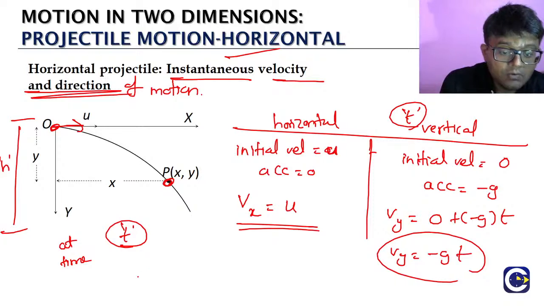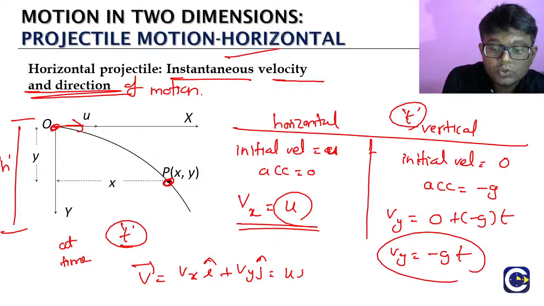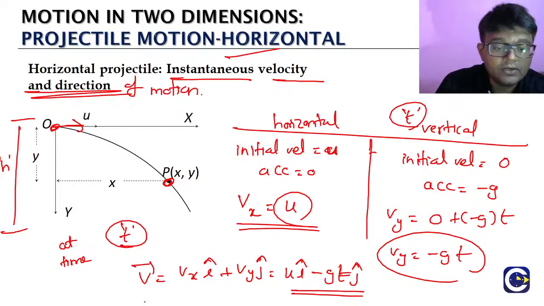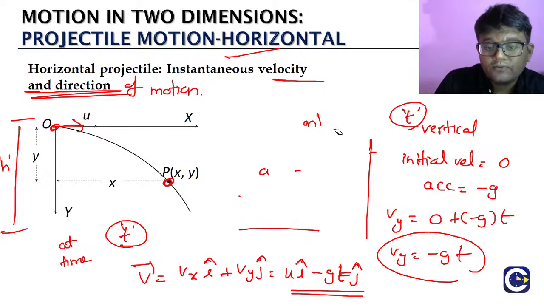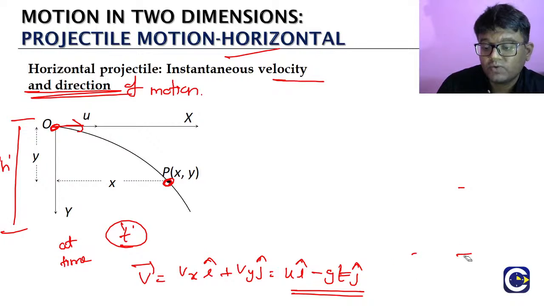Means the overall velocity at time t is Vx into i cap plus Vy into j cap, correct? Vx is u, so u i cap minus gt into j cap. This is the total velocity. If you want the velocity magnitude, what will we do? If the velocity is Vx into i cap plus Vy into j cap, the velocity magnitude is root of Vx square plus Vy square.